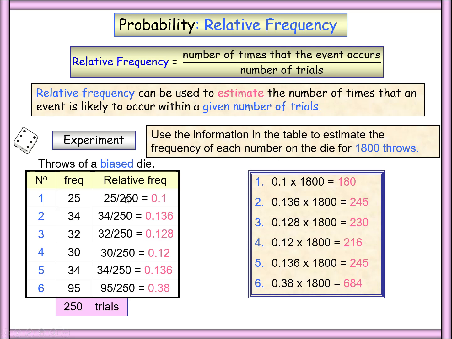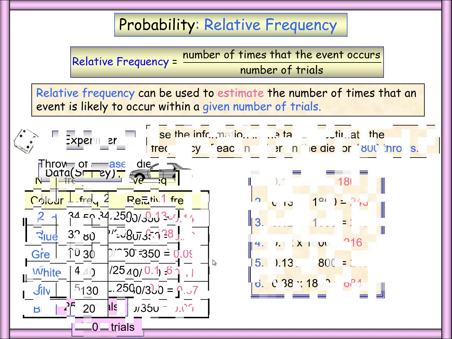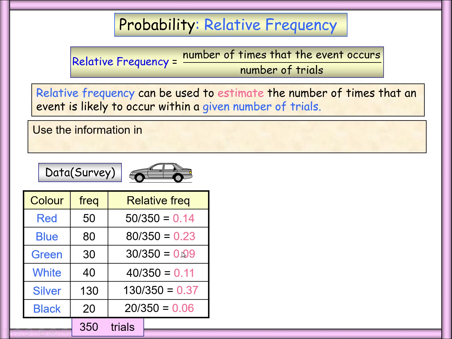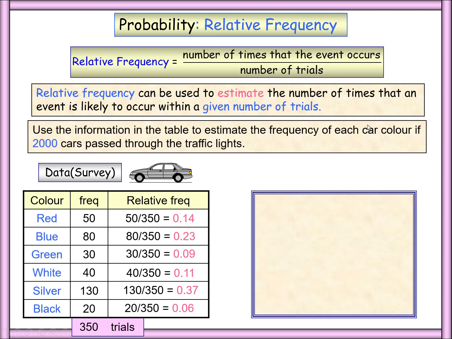So that's how we can use the information from our experiment to work out then, if say we had 1,800 throws, the number of times we get a 1, 2, or a 6, or a 5, and so on. This is the information we got in the data survey. So the probability of a red car passing is 0.14, blue car 0.23, and so on. So we're going to use that information again to estimate the frequency of each car color if 2,000 cars passed.